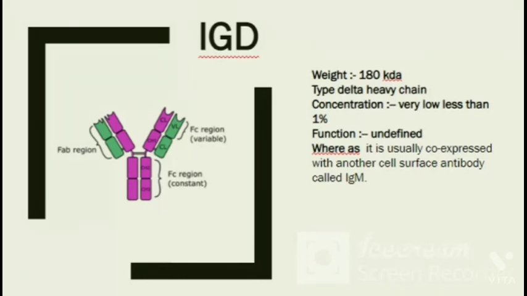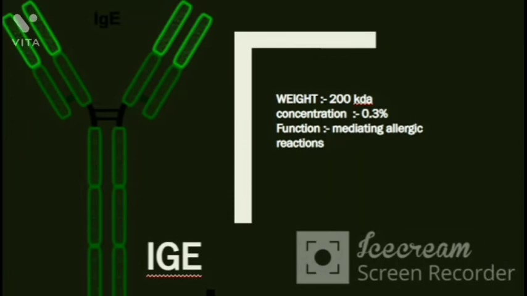Now we will be discussing the next antibody, IgE. You can see here on the screen that the structure of the IgE antibody is also very similar to the other antibodies that we have already discussed. Their FC and FAB regions are similar, the function is similar, and the bonds present between them are the same. There is no difference in structure, but there is a slight difference in the function, the weight and the concentration, that is the amount present in our serum. The weight is 200 kilodalton, and the concentration is 0.3%, which is very, very low. Its function is mediating allergic reactions.